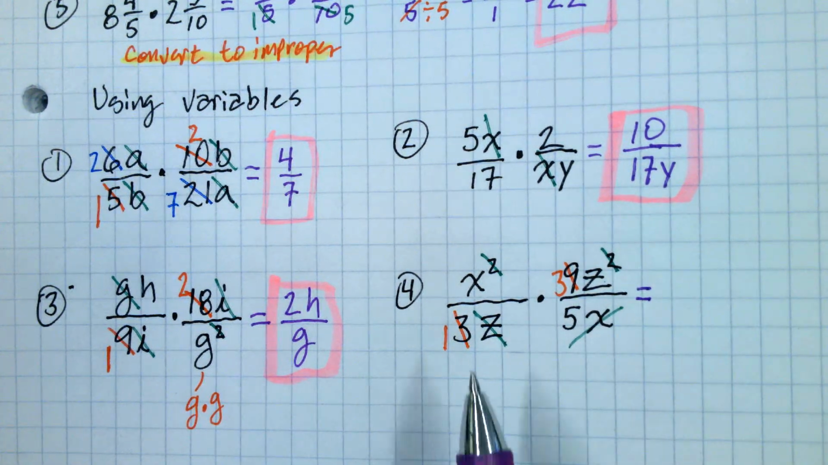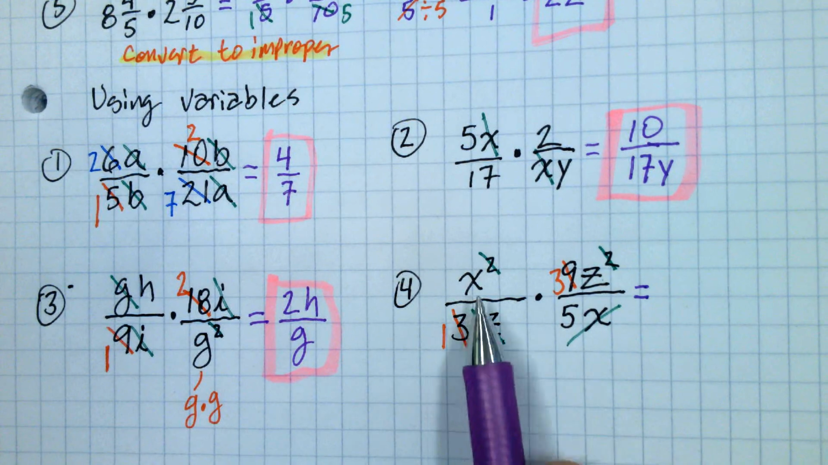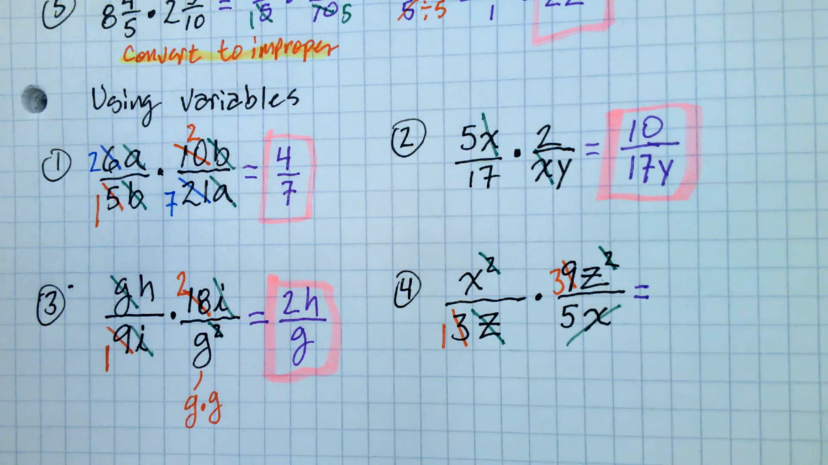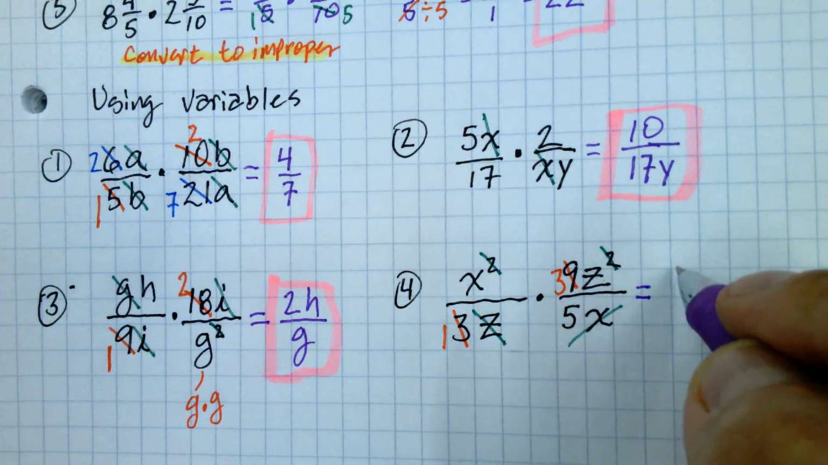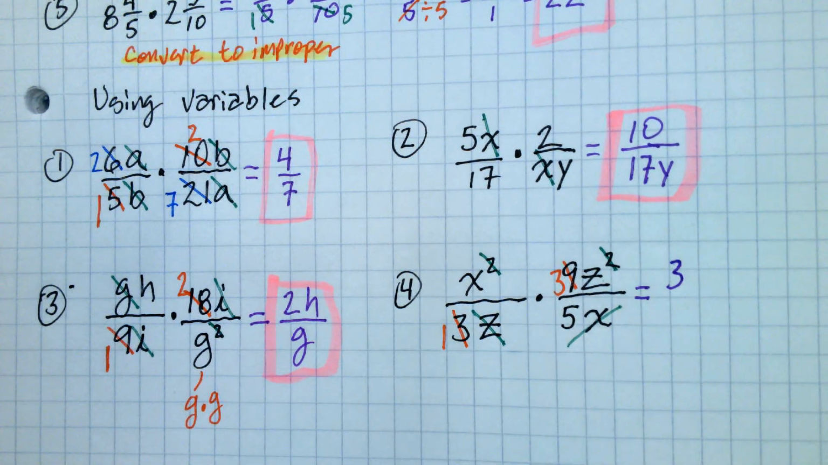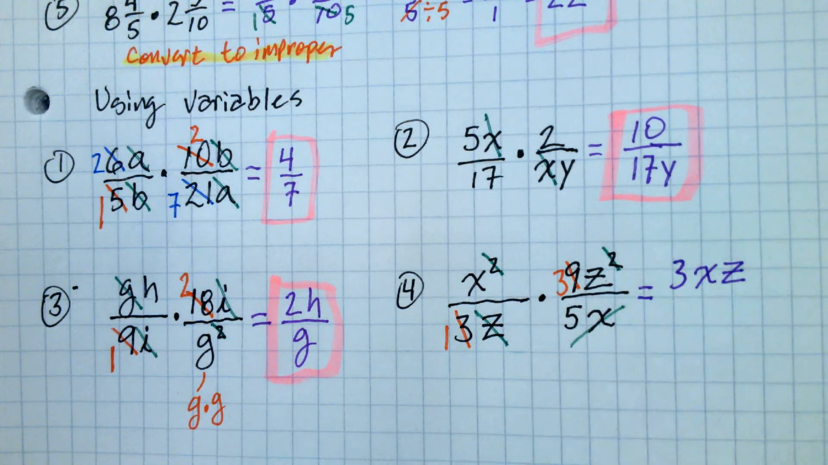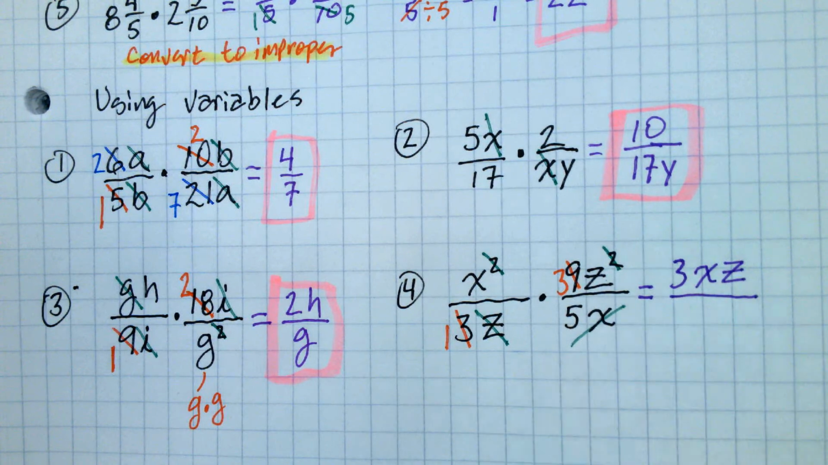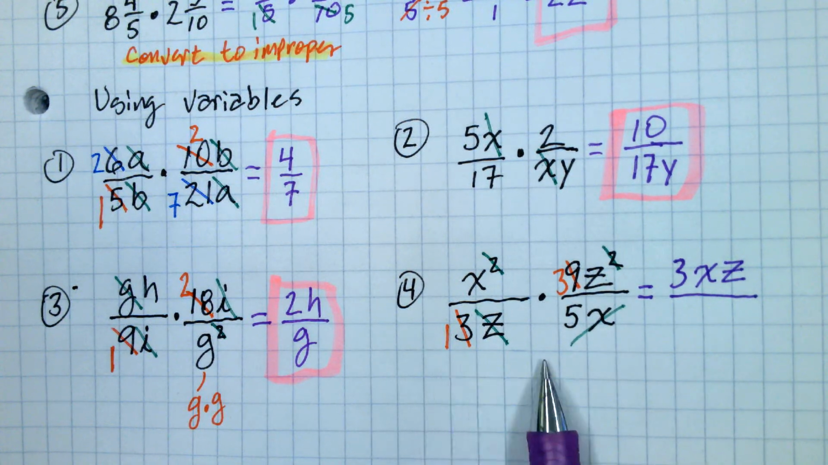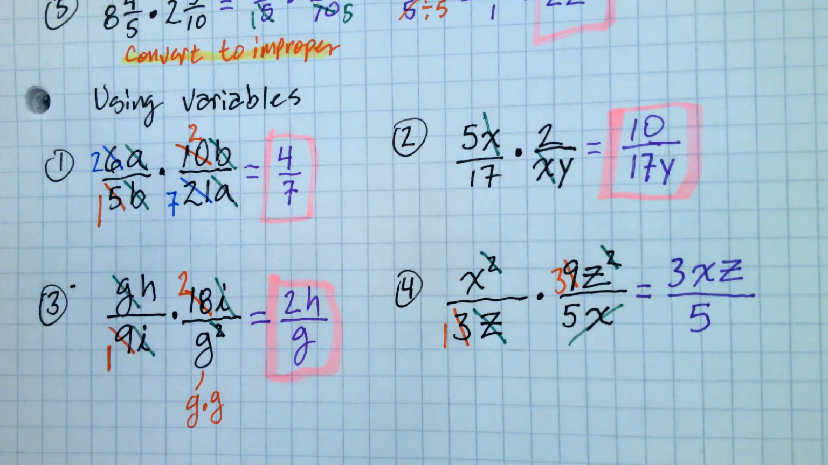And I'm just going to multiply x times 3 times z. Put the number first: 3xz. So the rules are normally the number first, then the variables in alphabetical order. Okay? And on the bottom, 1 times 5, so just 5. And that's my answer. 3xz over 5.